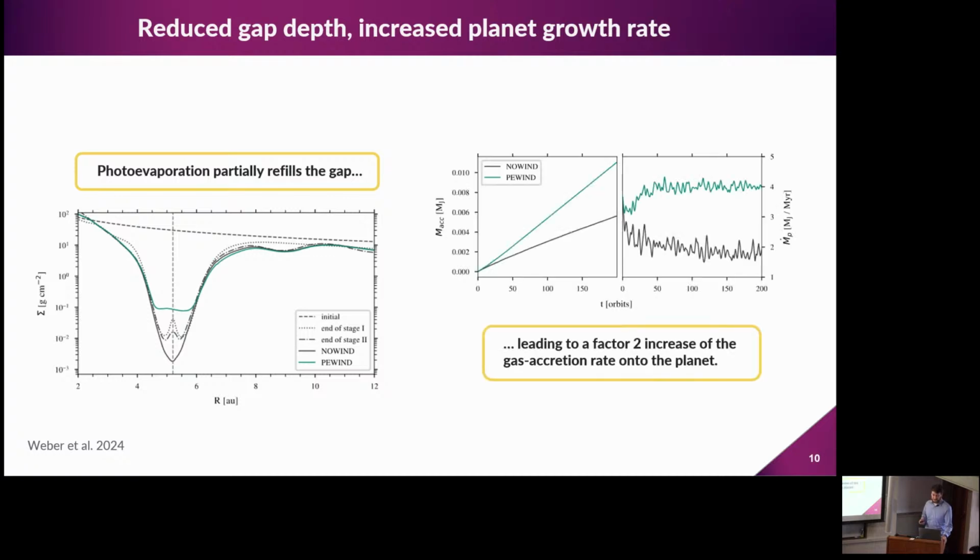And of course, with more material available in the gap for the planet to accrete, the planet will accrete more. So at least in our very rudimentary way of implementing accretion in this model, we find a factor 2 increase in its accretion rate, which means that the planet would grow about twice as fast, which is another key takeaway.